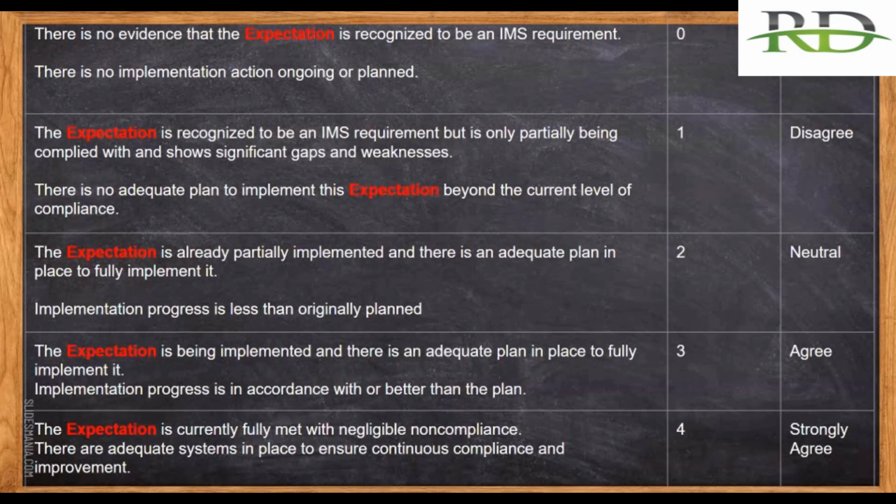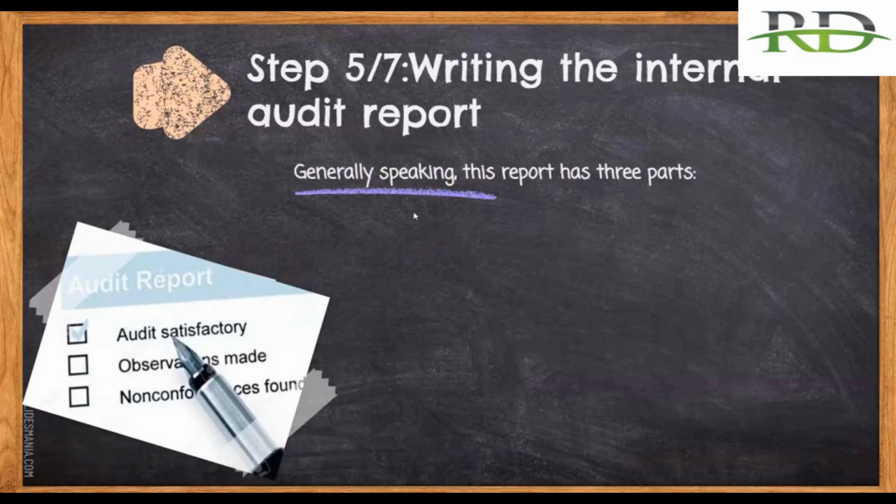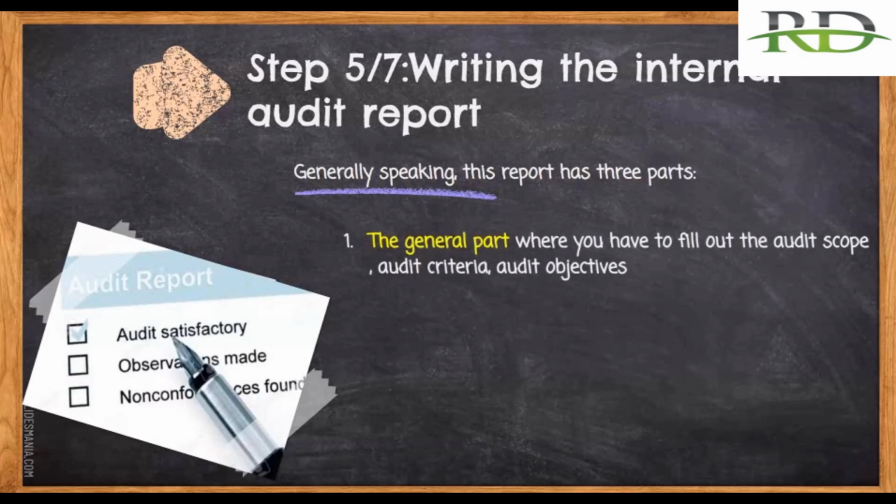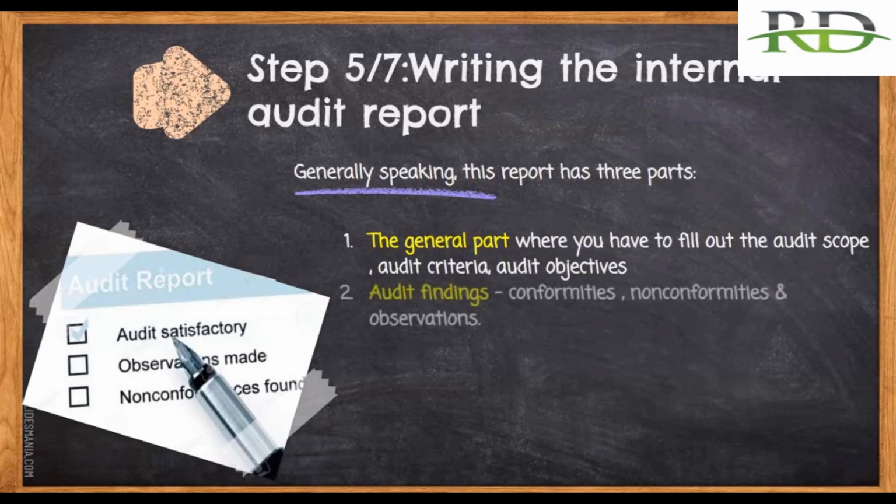Okay, so that is now what you do as a group discussion. After that, you have to write your internal audit report. Your internal audit report is where you are going to document your findings, okay? And according to the ISO 19011:2018 standard, the audit report consists of 3 parts. This is the general part where you have to fill out the audit scope, the audit criteria, and audit objectives. This is where you have to write your audit findings, that means your conformities and your non-conformities.